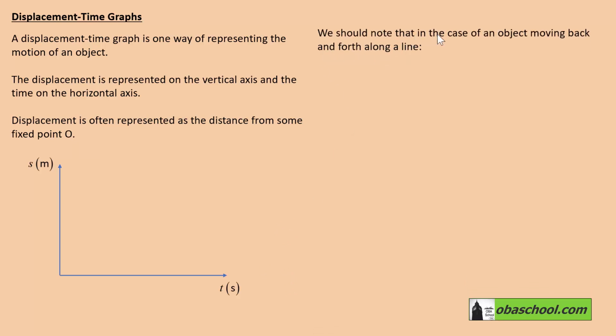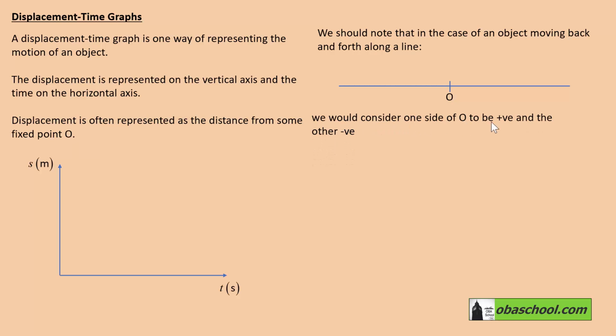We should note that in the case of an object moving back and forth along a line, such as this, where O is somewhere here, we would consider one side of O to be positive, usually the right-hand side, and the other negative. In this case, we would need to have displacement having both above the axis, i.e. positive, and below the axis, i.e. negative displacements.